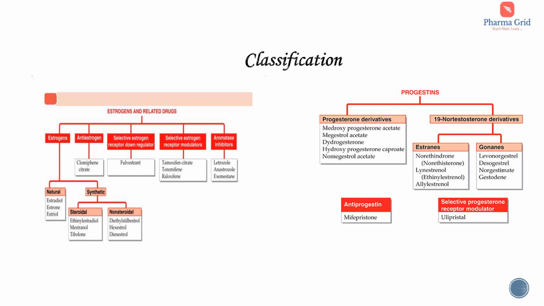Estranes include norethindrone, also known as norethisterone, then lynestrenol, also known as ethinyl estrenol, then allylestrenol. Gonanes include levonorgestrel, desogestrel, norgestimate and gestodene. Then mifepristone is an antiprogestin and ulipristal is a selective progesterone receptor modulator.